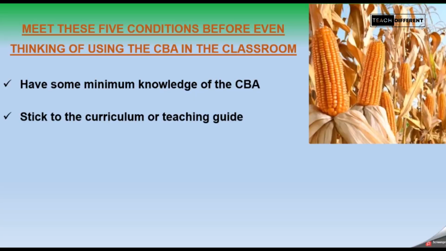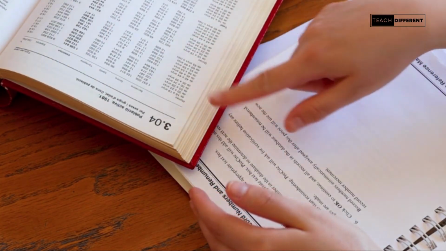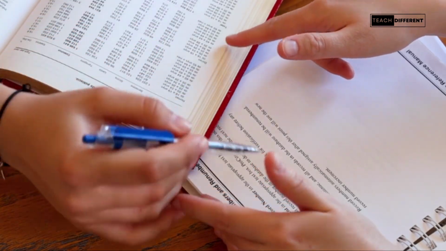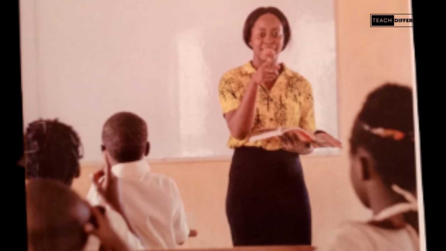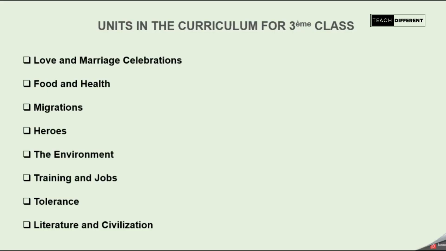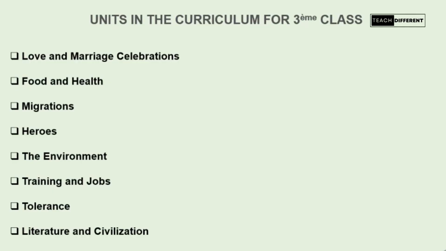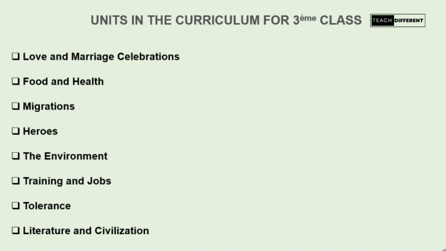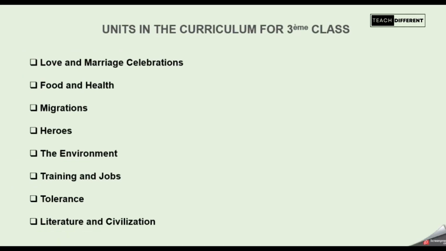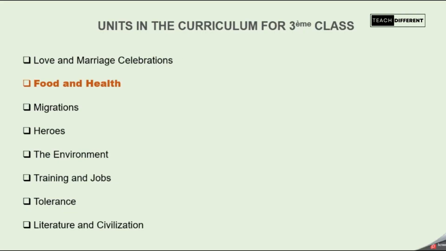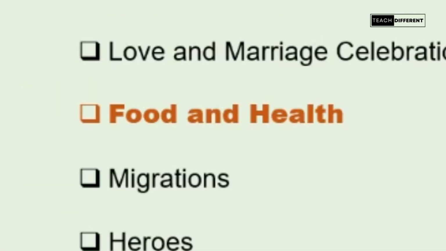Condition number 2 is your lessons must align with the curriculum or teaching guide. You have to go through the curriculum and select a unit and design lessons from it. By doing this, you are not only teaching what you want, but also what the educational authorities want you to teach. In the curriculum for 3e, we have 8 units, which are as follows: love and marriage celebrations, food and health, migrations, heroes, the environment, training and jobs, tolerance, literature and civilization. The unit we have selected for this lesson is food and health.